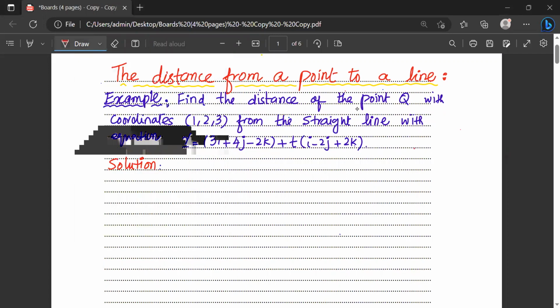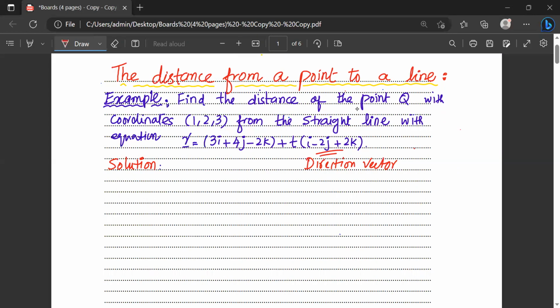So here in the equation of the line, we have this part, which is called the direction vector. The direction vector means a vector which is parallel to the line. I can label this as b, which is i minus 2j plus 2k, or you may write this as the column vector (1, minus 2, 2).